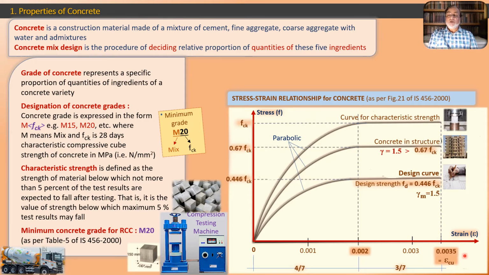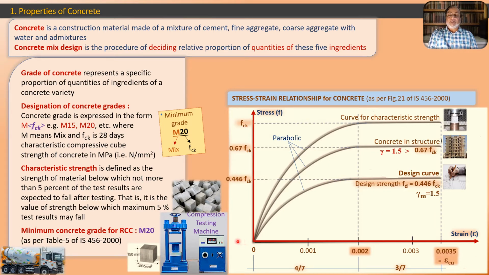So that value of epsilon Cu is 0.0035 for concrete, and we have to note one more point: this epsilon Cu of 0.0035 is the value for any grade of concrete. It does not depend on the grade of concrete. That means for M20, M25, M30, M35, all the concretes will have the same maximum value of strain, that is 0.0035.